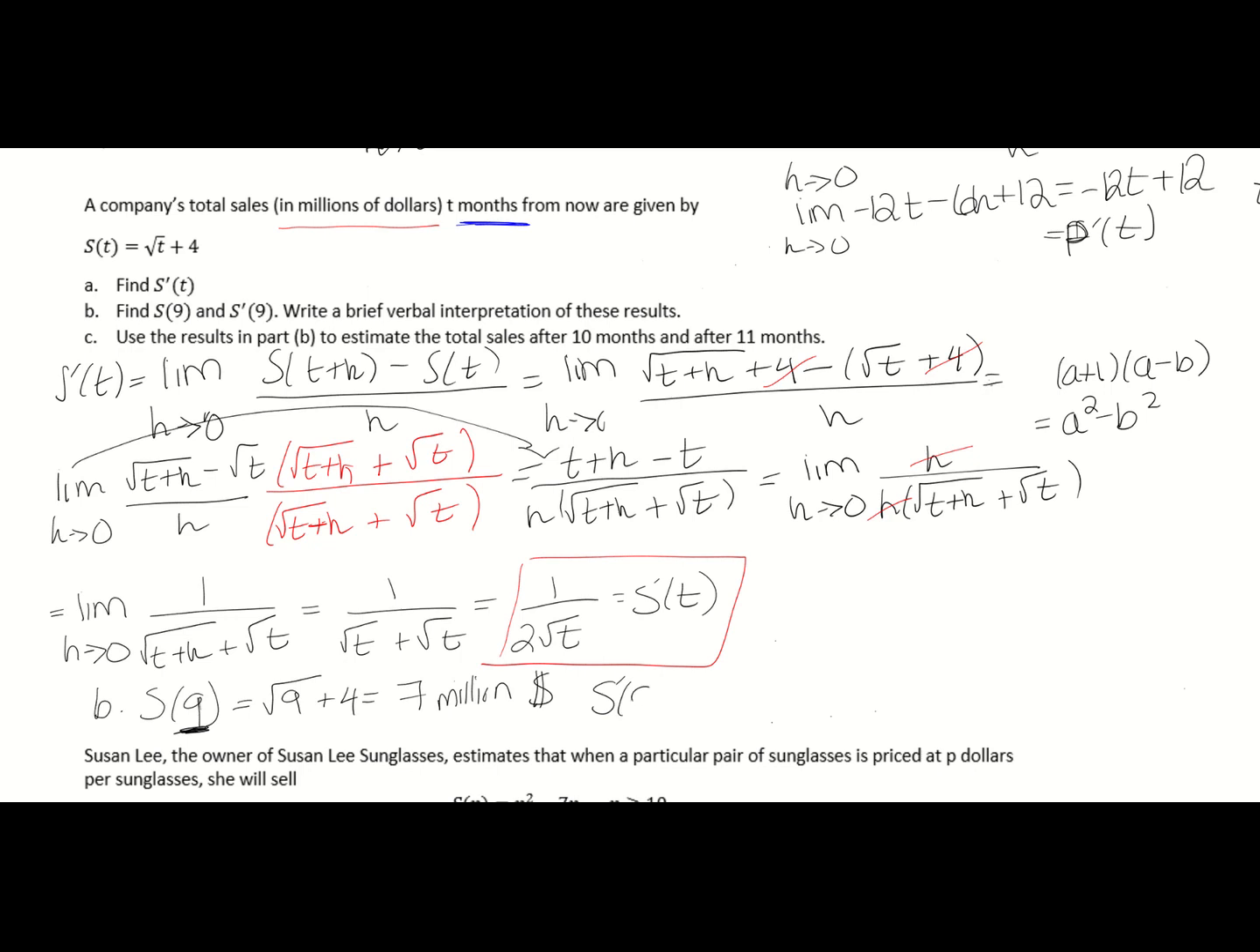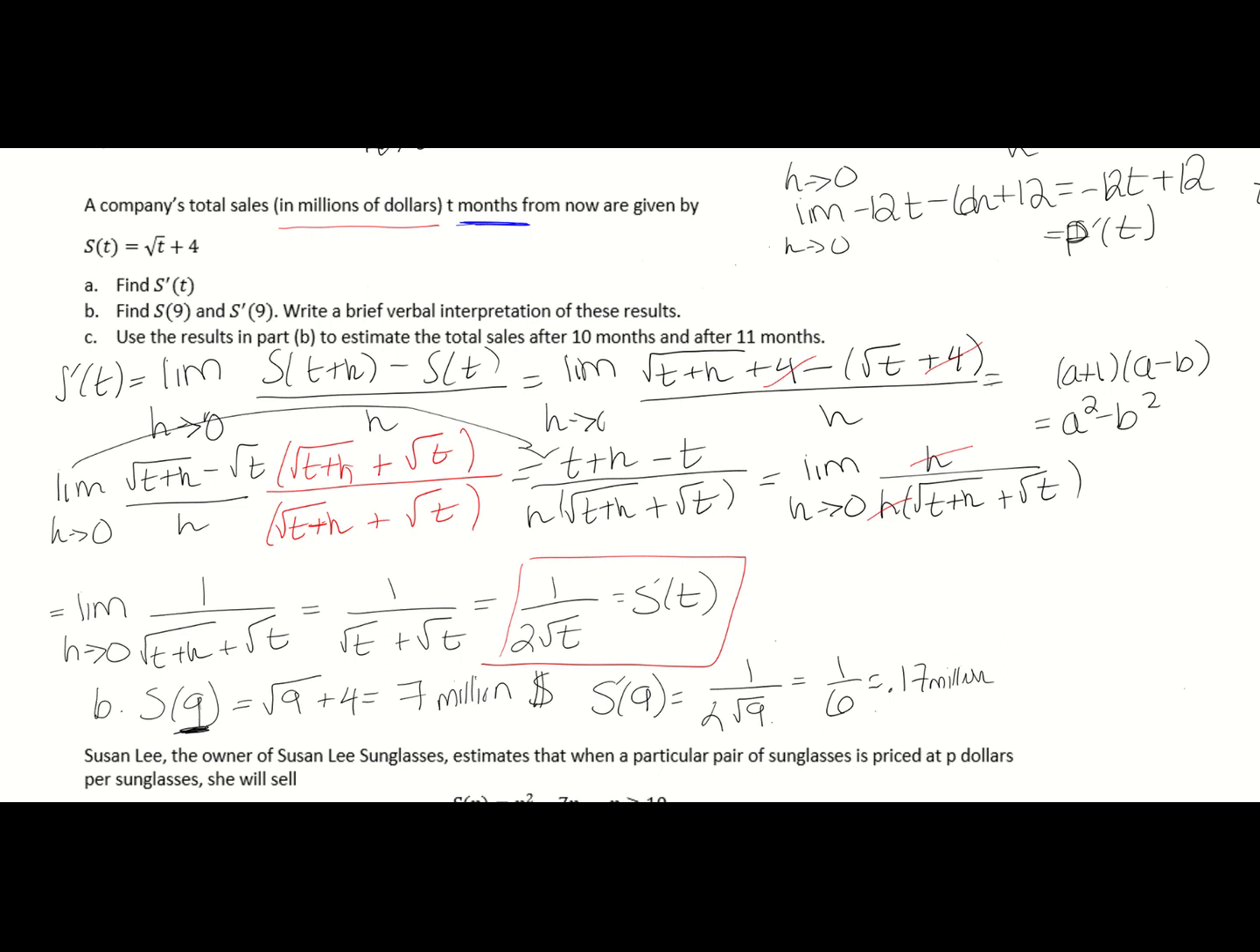S prime of 9 will be the rate at which the sales are changing. So this is going to give me 1 over 2 square root of 9, which is going to give me 1/6. So 9 months from now, the total sales is changing at a rate of 1/6 million. Okay, and if you wanted to, you could get this into a decimal, and it will give you approximately 0.17. So it's changing at about 0.17 million.